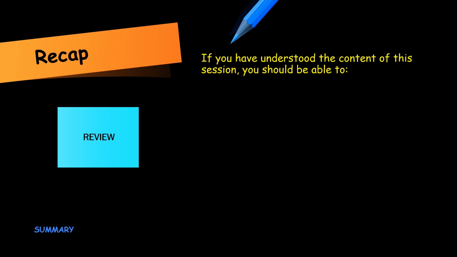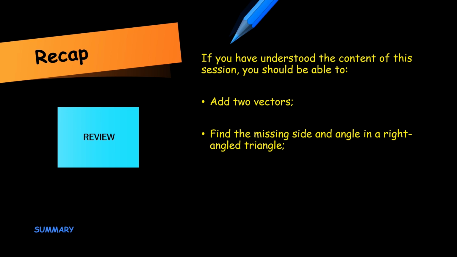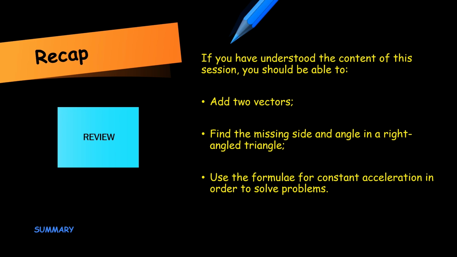This brings us to the end of this session. If you have understood its contents, you should be able to add two vectors, find the missing side and angle in a right-angled triangle, and use the formulae for constant acceleration in order to solve problems. Thank you very much for listening.